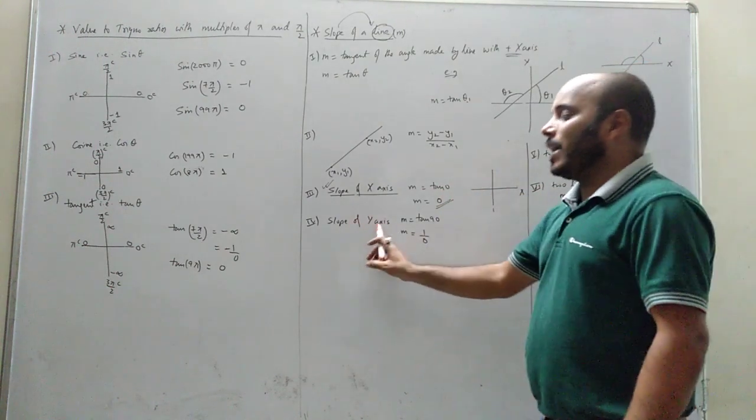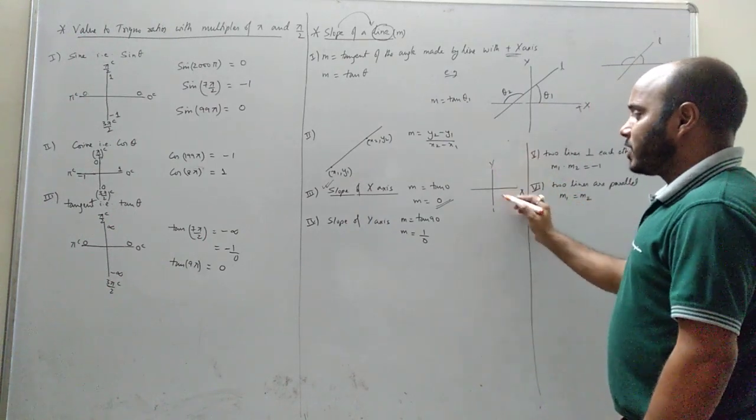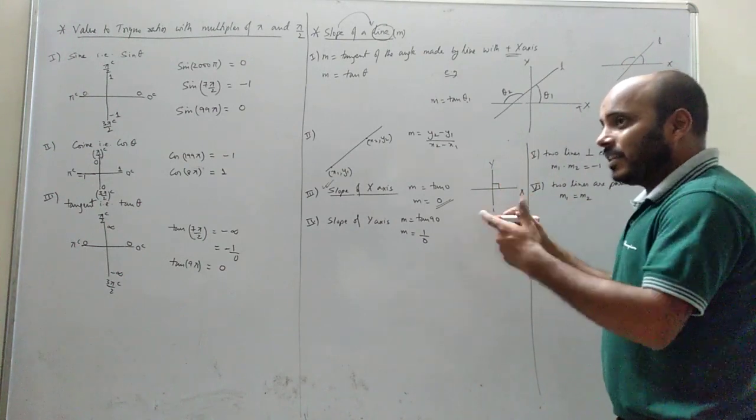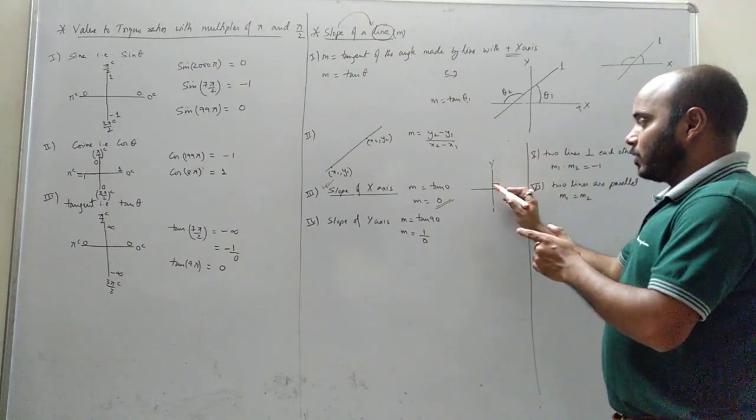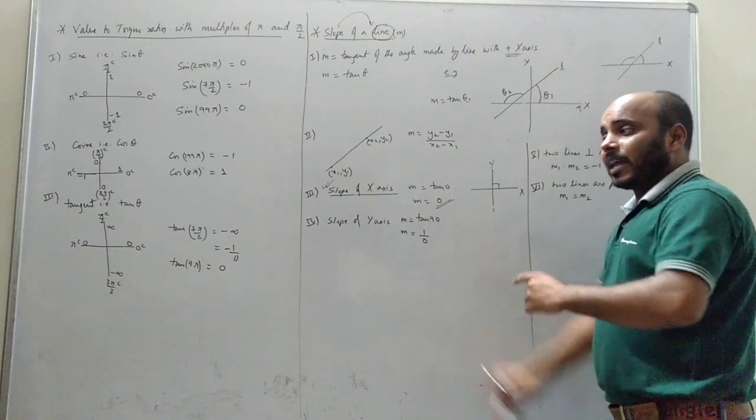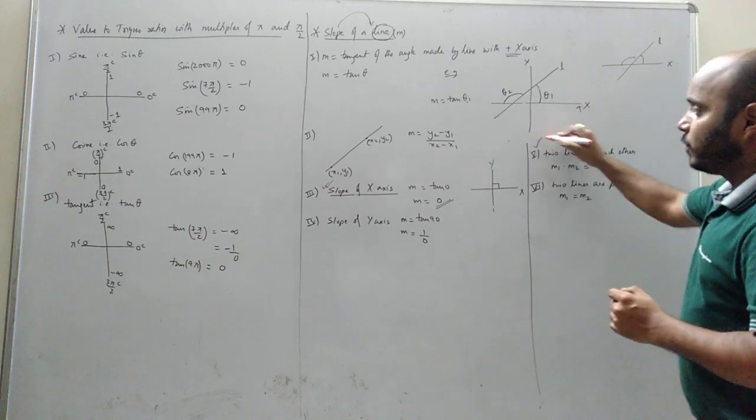Similarly, what is the slope of the y-axis? This is the y-axis. How much is the angle made by the y-axis with the positive x-axis? 90 degrees. Okay, we need to find the angle made by the y-axis with x. So what is the angle? 90 degrees. What is the slope? Tan 90. We know tan 90 is infinity, but I told you we don't write infinity, we write 1 by 0.